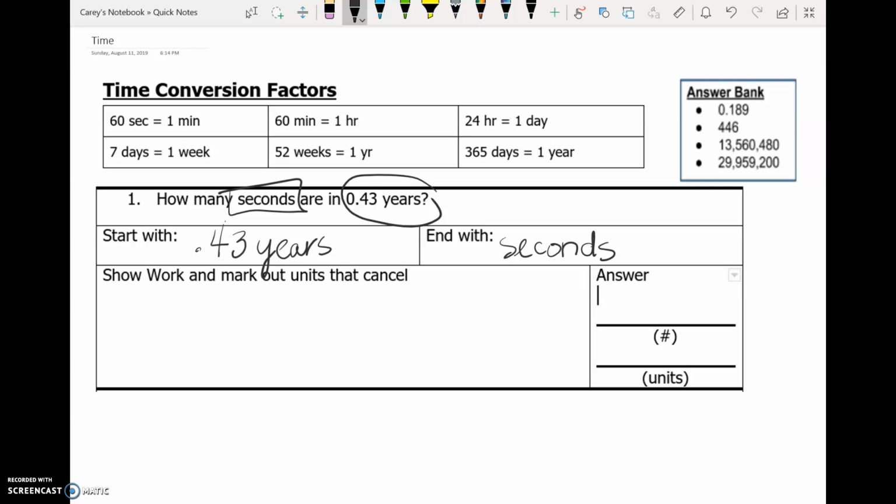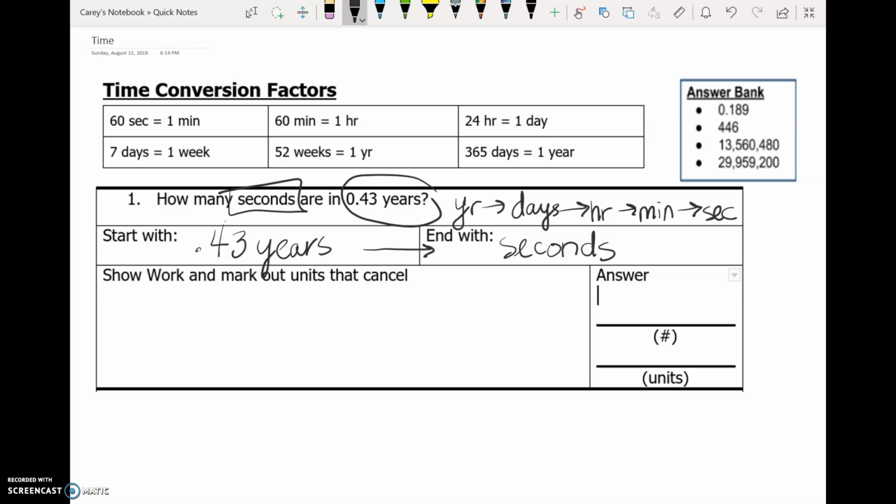And before you start to set this up, I want you to think through a path that's going to get you from years to seconds. And so time is something we're pretty familiar with. We've got years, and then we're going to go to days, and then hours, then minutes, and finally seconds.